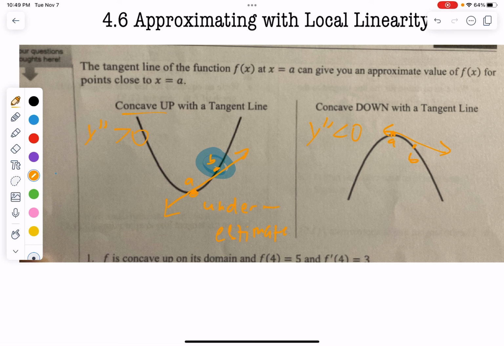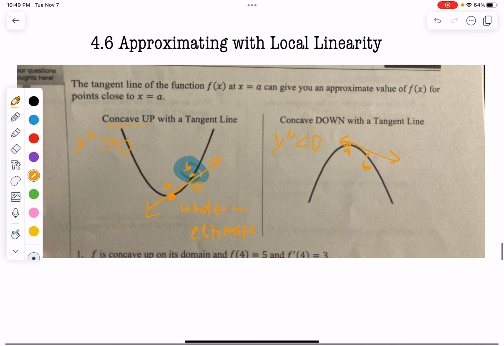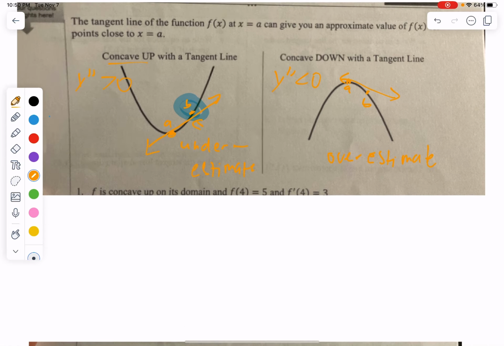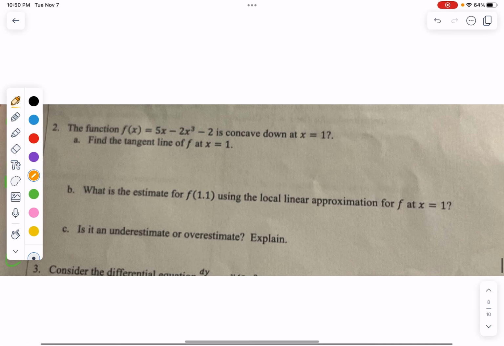Here's the point here, and there's the line here. It's going to be a bit under because of the way the line is drawn, and because of concave down, it's always going to be a bit of an overestimate. I hope that makes sense to you visually. All right, that's what you really need to know. So we're going to go ahead and do a practice problem, which is right down here.